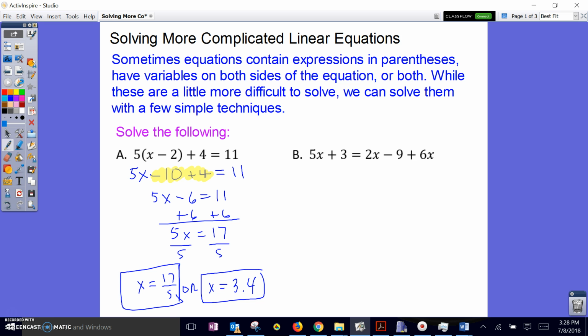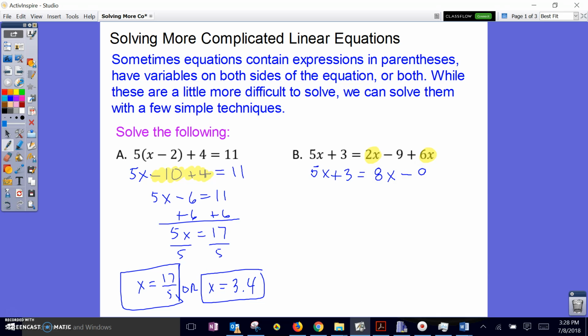Alright. In part B, we've got x's on both sides of the equation. One thing that we've got to be careful of, we want to completely combine all the numbers on each side of the equation and all the variables on each side of the equation before we start moving things from one side of the equation to the other. This is a very common mistake that students make. See, we've got multiple occurrences of x here on the right-hand side. The first thing we want to do in solving this equation is to combine those two. So we'll leave the left-hand side alone for a moment, and we'll combine the positive 2x and the positive 6x.